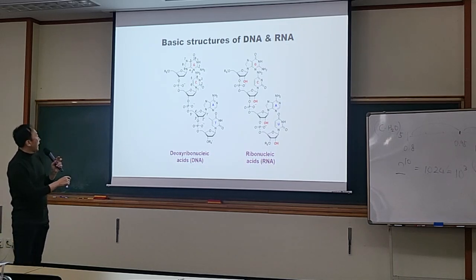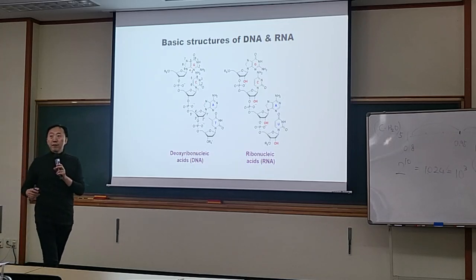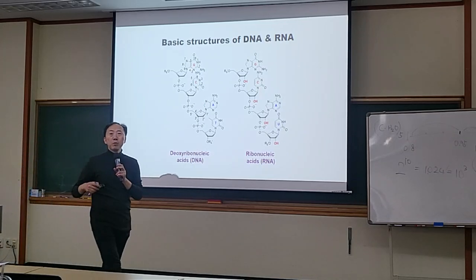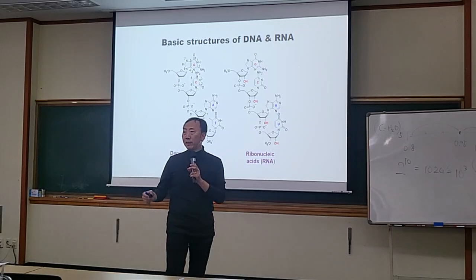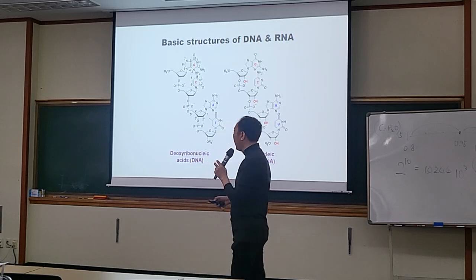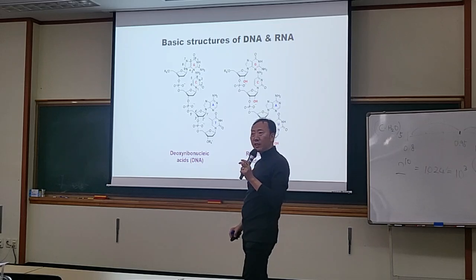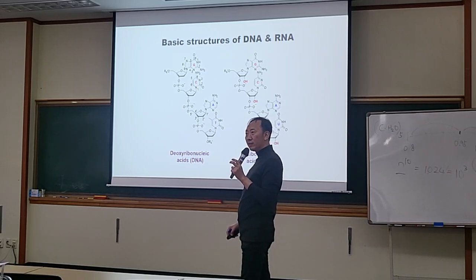Phosphate bond is connecting this unit to this unit. I said this phosphate bond is very stable, even more stable than amide bond in peptide and protein. By the way, this molecule, RNA, is a billion times less stable than DNA. Why do you think? By looking at the structure.